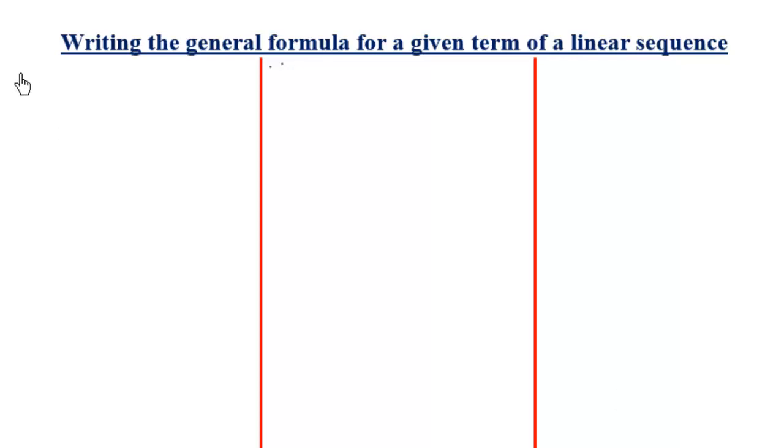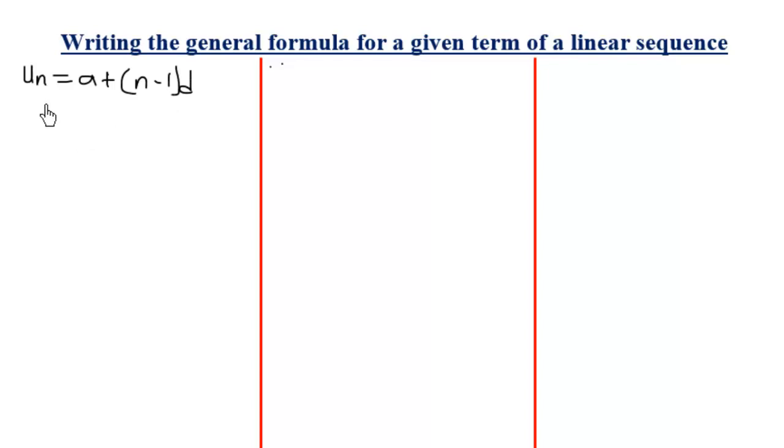Now, in this video, we shall learn how to write the general formula for a given term of a linear sequence. So whenever a term is given, how do you write the general formula for that particular term? Now, before that, let's remind ourselves of the general formula for finding the nth term of a linear sequence. In our previous video, we realized that the general formula for the nth term of a linear sequence is given as un equals a plus, in brackets, n minus 1 multiplying d, that's the common difference.